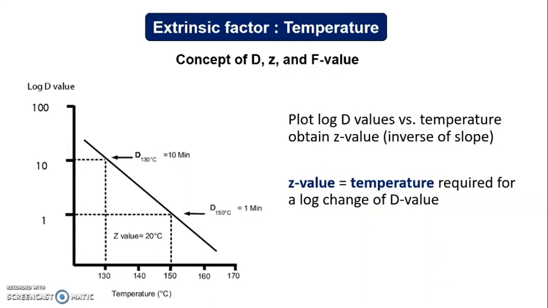For example, if you want to increase the time of the cooking, then you will also refer to z-value, how much temperature you need to change to achieve that cooking time, or vice versa. If you want to reduce the cooking time, how much temperature you need to increase to reduce the cooking time. So basically, that's the concept of D, Z, and F value.